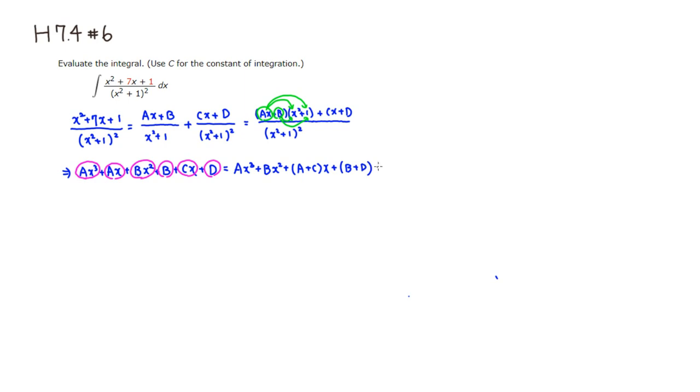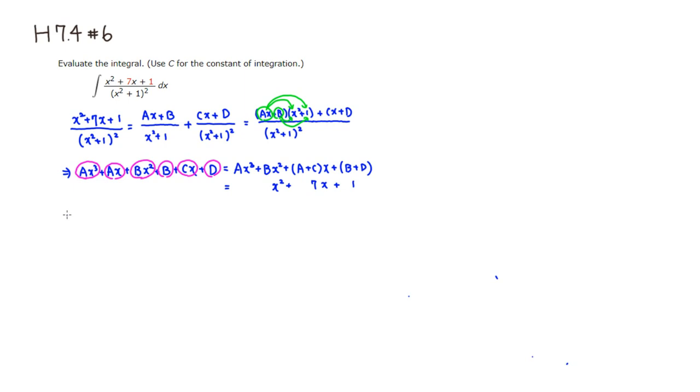Alright, so this is equal to, and I'm going to just write down here 7x squared. Actually, it's not 7x squared, just x squared. x squared plus 7x and plus 1.